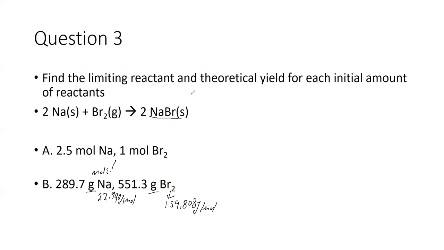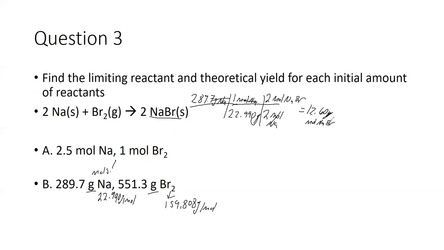So same idea. If I start with 289.7 grams of sodium, how much sodium bromide can I make? Well, I need to be in moles. So I'm going to convert grams of sodium to moles of sodium: 22.990 grams of sodium for 1 mole of sodium. Then I can use my moles to figure out how much sodium bromide I make. Every 2 moles of sodium I have, I make 2 moles of sodium bromide. Moles of sodium have canceled out, grams of sodium have canceled out. I'm left in moles of sodium bromide. And doing that math, you make 12.60 moles of sodium bromide. So that's how much sodium bromide we can make with our starting sodium amounts.